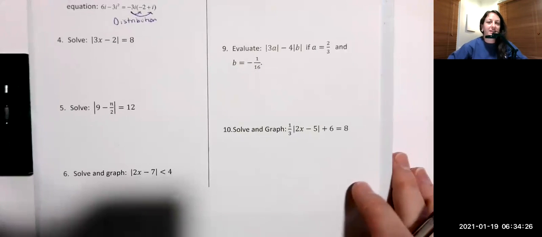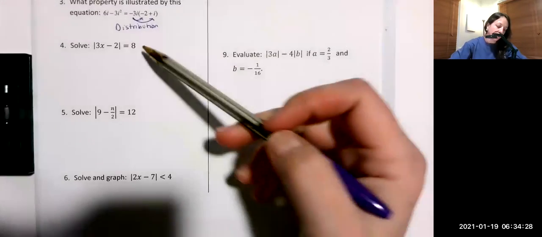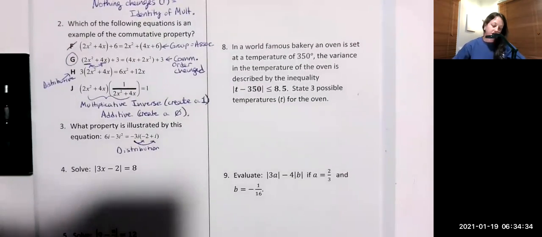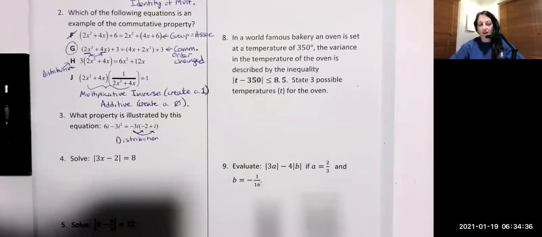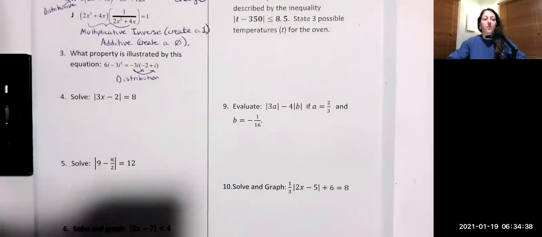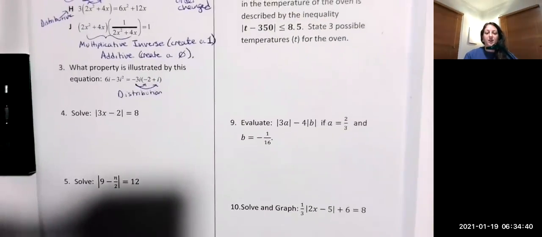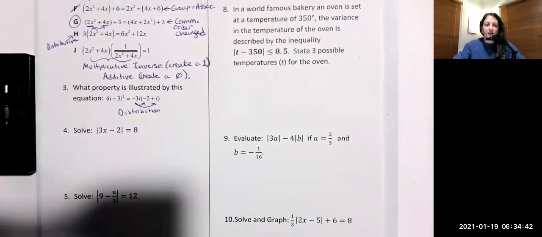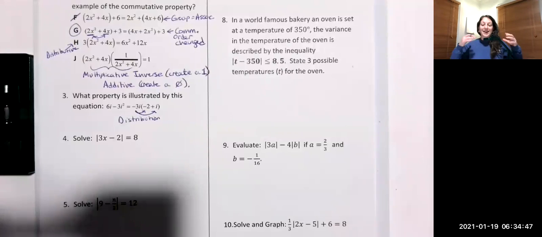All right, it is solving time. So I have 5 equations. Technically, that one's an inequality. They all have to do with absolute value. Something to remember, sorry as I adjust my camera, absolute value is a distance from 0.